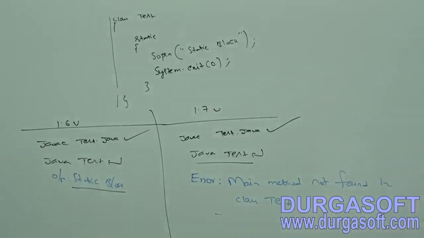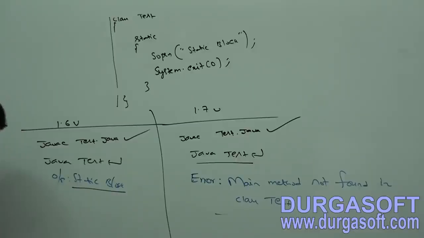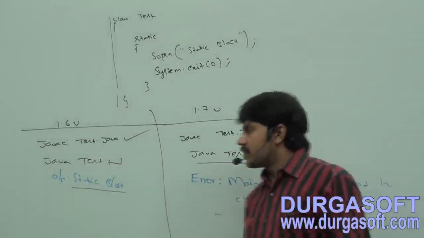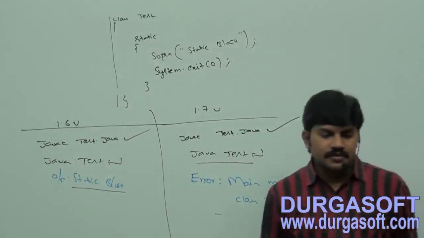Class test, static block. What is the output we are going to get? Static block, System.exit(0). In the 1.6 version: javac Test.java, java Test. The static block will run, and even here also.